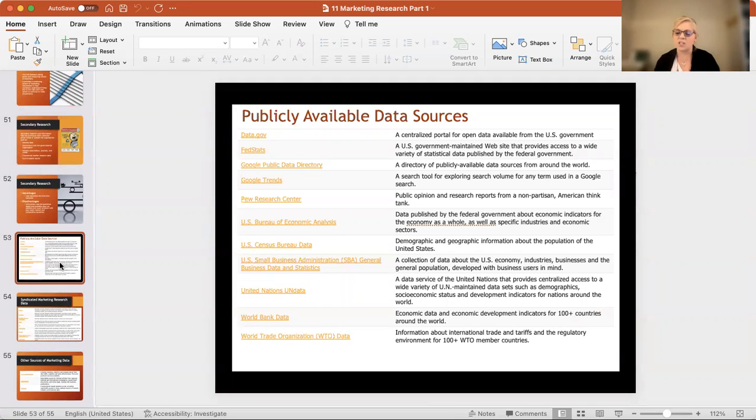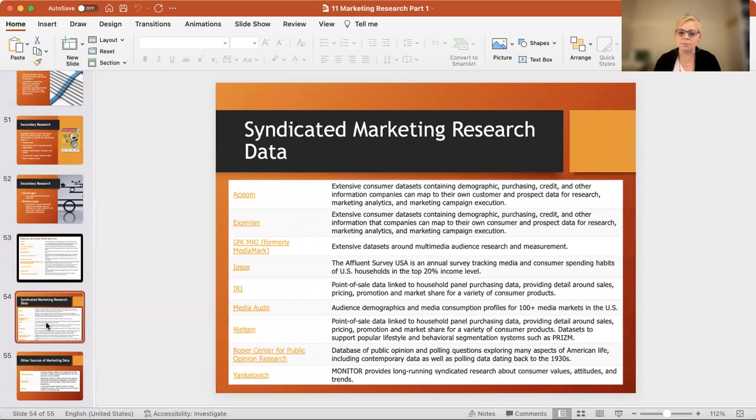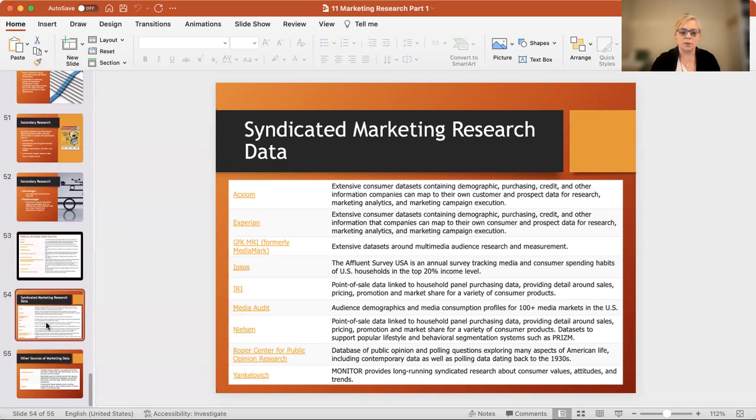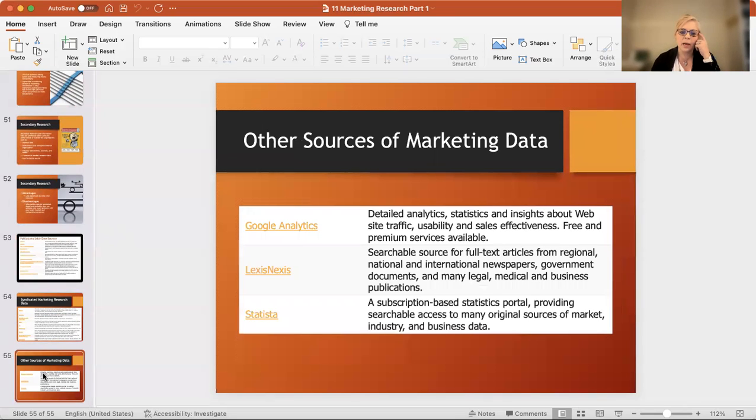Here's some of the data sources that you could use in order to get secondary research. Of course, you can come in and take a look at this. Syndicated marketing data. This is places where you can purchase data that they are creating. That's what we would call syndicated. It's for sale, and of course anybody can purchase that data. And there's other types of sources of marketing data, of course, Google Analytics and Statista. I'm sure both of those you guys have come across as college students.